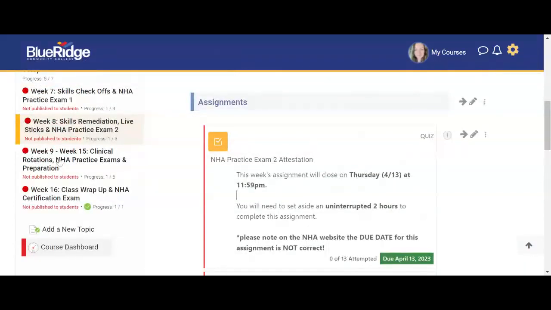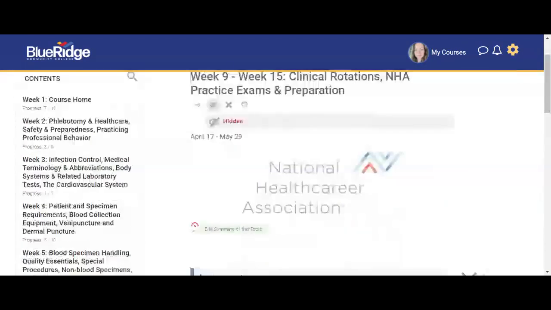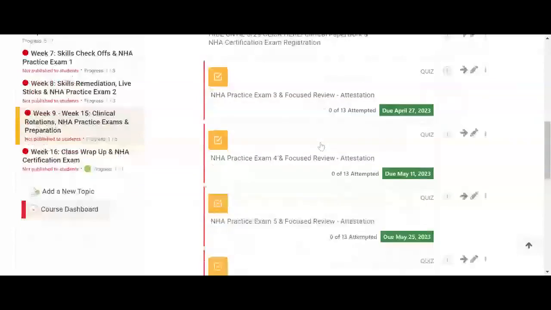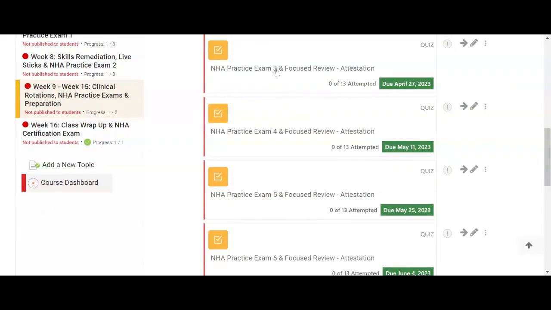When we get into clinicals, so that's your weeks 9 through 15, it's going to look just a little bit different, but it's the same idea. And this is when you're going to do the remainder NHA practice exams 3 through 6. You can see here, the only difference is that I have combined the practice exam itself and the focus review into one attestation. And the reason for that is because you all have differing clinical schedules. So as long as you do the exam and you do the focused review after it, it's up to you when you do it. There's not that set exact date.